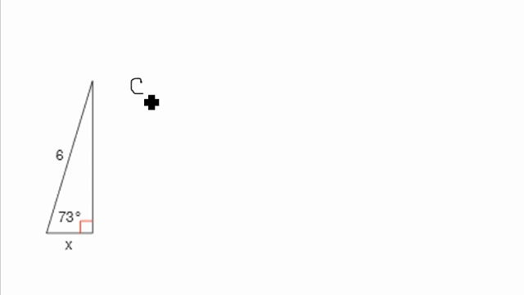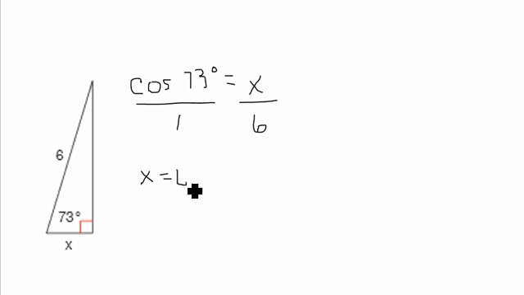So we would know that the cosine of 73 degrees is equal to the length of the adjacent side, which is x, what we are trying to find out, divided by the length of our hypotenuse, 6. Through some cross multiplication, it helps to remember that this is really a ratio. You would get x equals 6 times the cosine of 73 degrees.